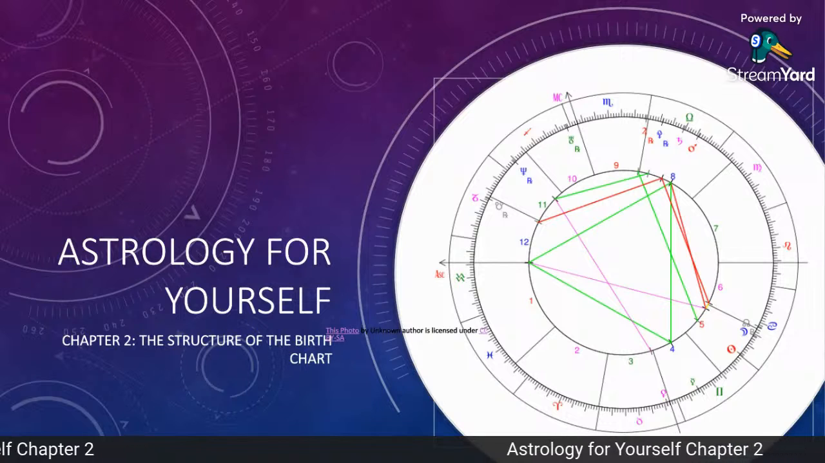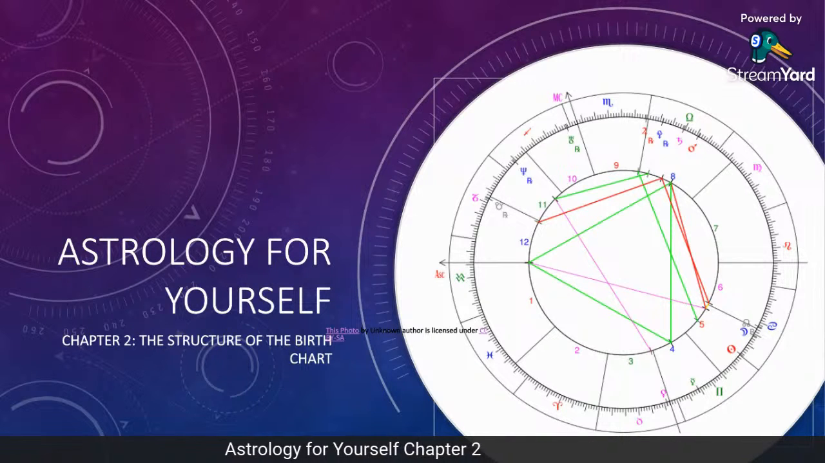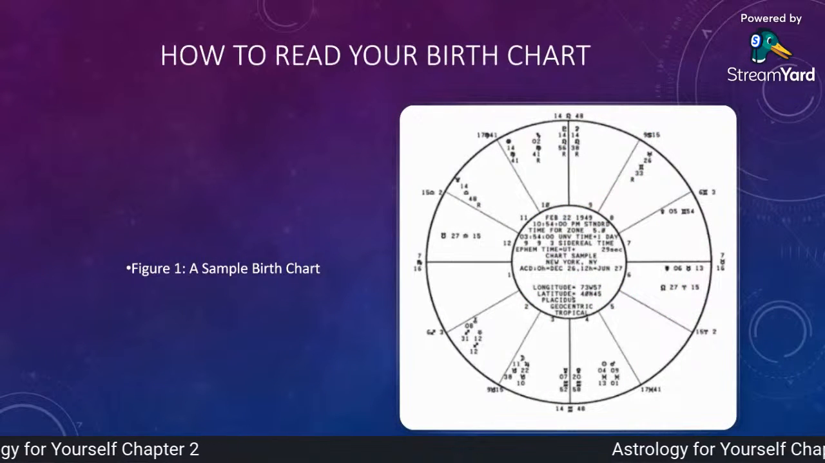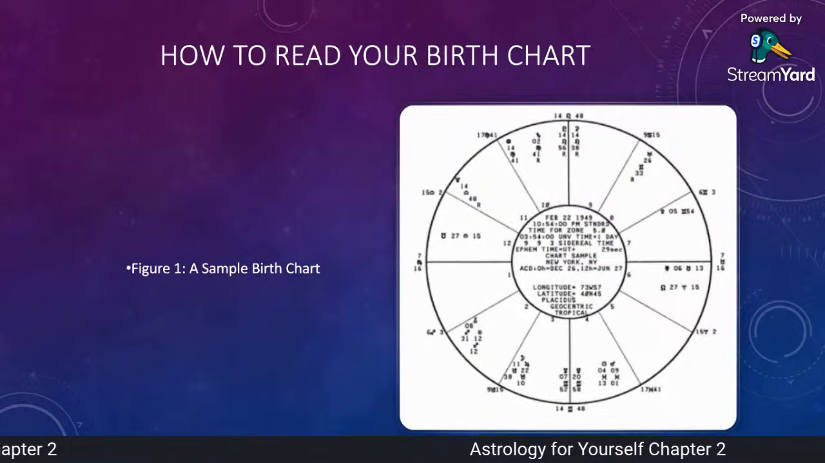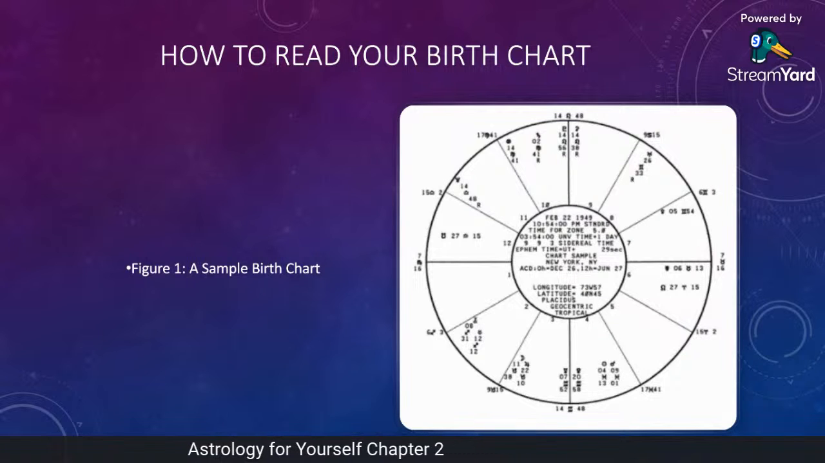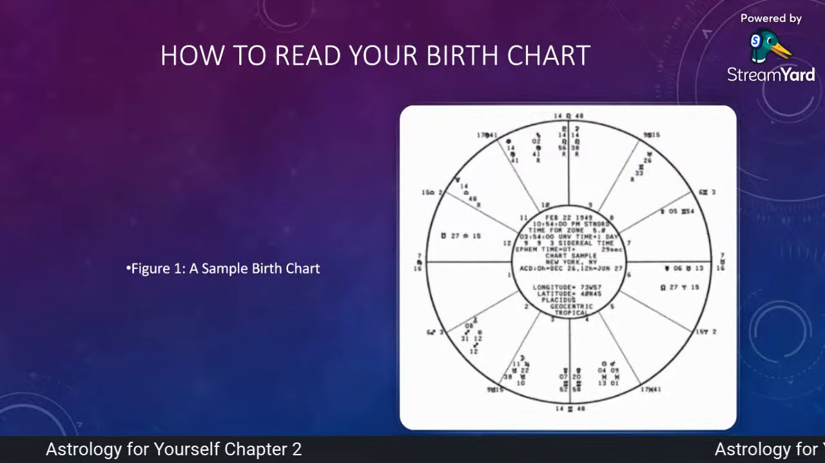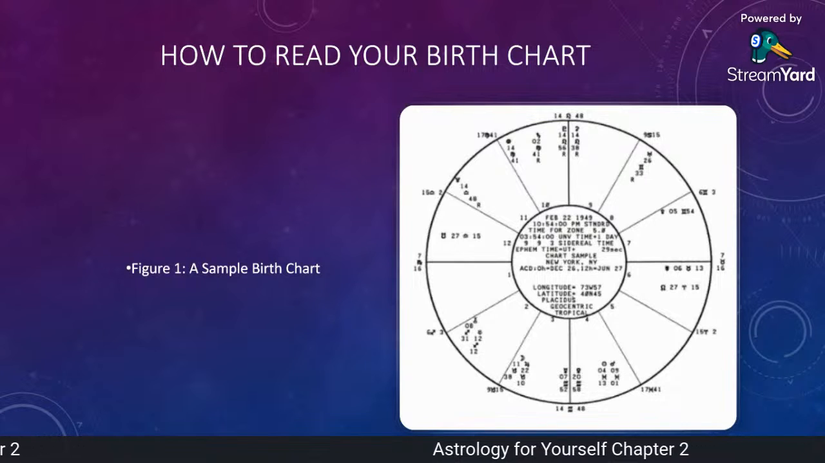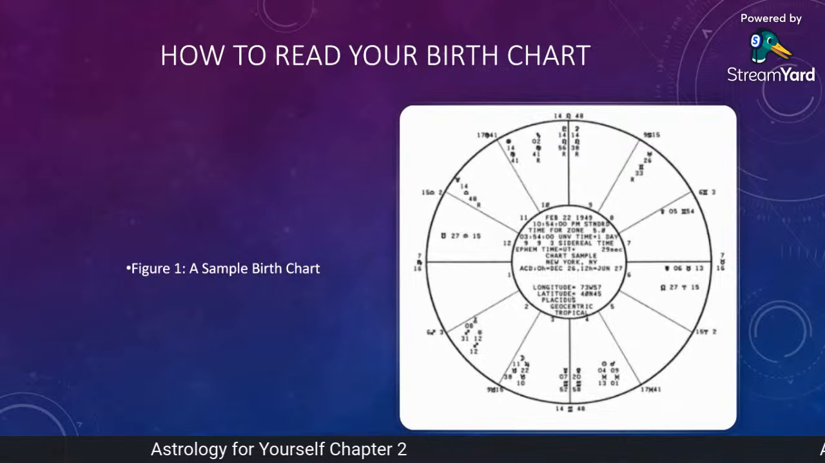So Astrology for Yourself, chapter 2, the structure of the birth chart. How to read your birth chart. In this chapter, you will learn how to locate the planets in your birth chart so that you can interpret them in chapter 3. Begin by reading over table 1. It names and identifies the symbols of our astrological alphabet.